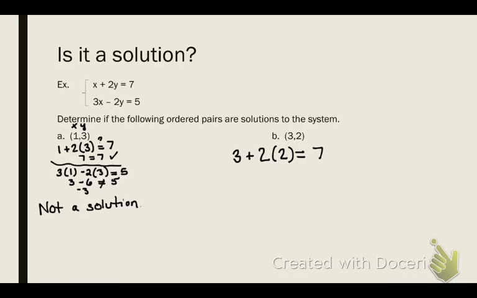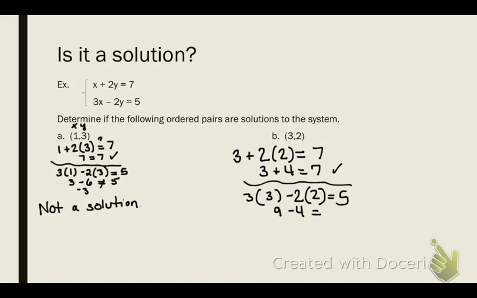Right, so 3 plus 4 equals 7, so it satisfies the first one. And I'm going to plug into the second, see if it equals 5. So I substitute in 3 and 2, which gives me 9 minus 4, and that does equal 5. Therefore, this does satisfy both equations in the system, so it is a solution to the system.